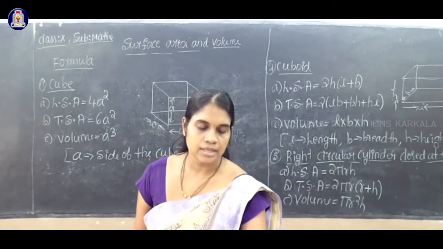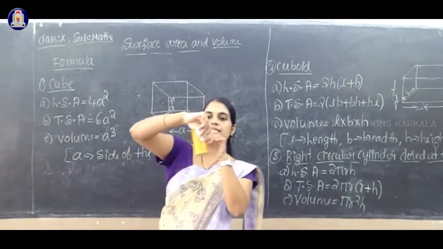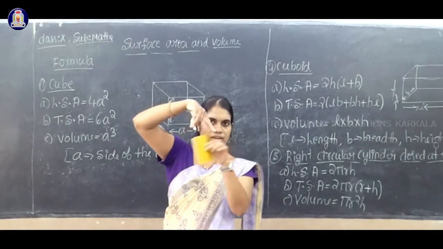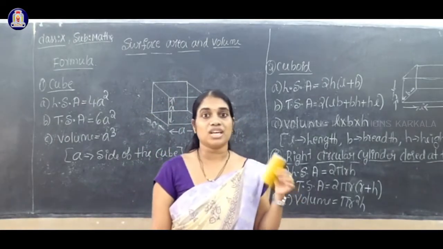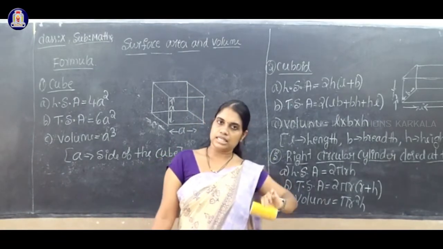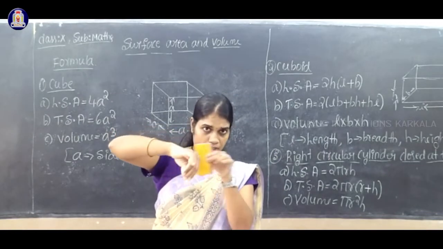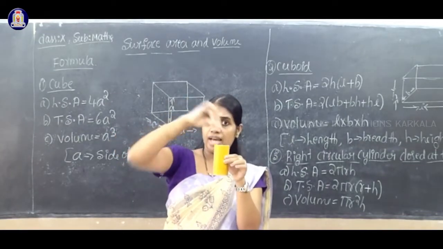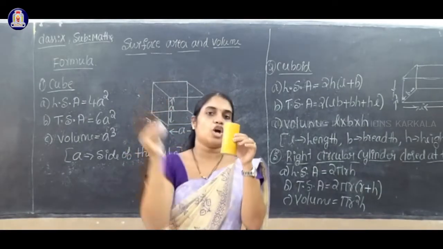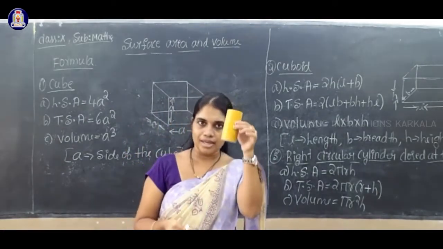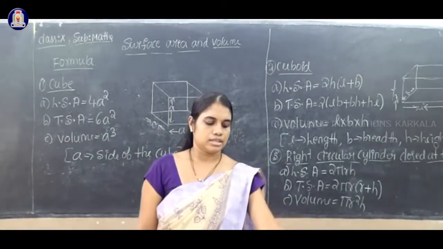See, this is your cylinder. In the case of a cylinder, lateral surface area means this curved surface area. LSA or CSA, sometimes we use the term CSA, both are the same. If you consider this curved surface area along with the top and bottom, that is the TSA. So here this is a cylinder.